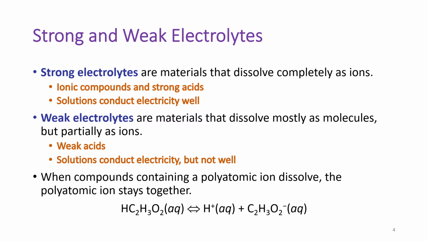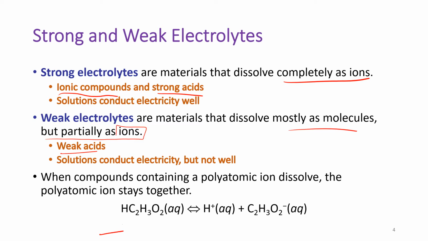So we can further categorize electrolytes. We talked about non-electrolytes versus electrolytes in general. Of the electrolytes, we have strong and weak electrolytes. Strong electrolytes will completely dissolve, 100% into ions, so they dissociate 100%. Those are our ionic compounds and our strong acids. Weak electrolytes will mostly be molecules, but partially you can find them as ions. These are our weak acids.